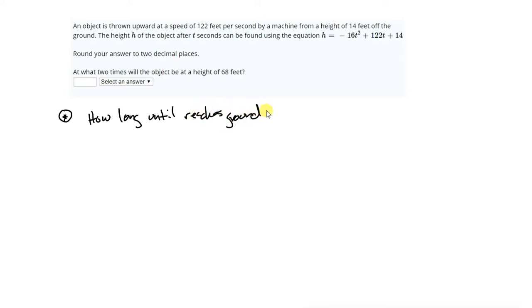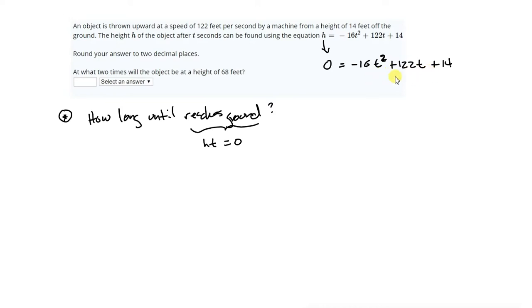So when it reaches the ground, that means what's the height? If something reaches the ground, that means the height is 0. So if it reaches the ground, that means my h is 0. So in this case, I again have a quadratic, but I don't have to move anything around to get 0 on the left. It already is a 0. Okay? So how would I solve this?